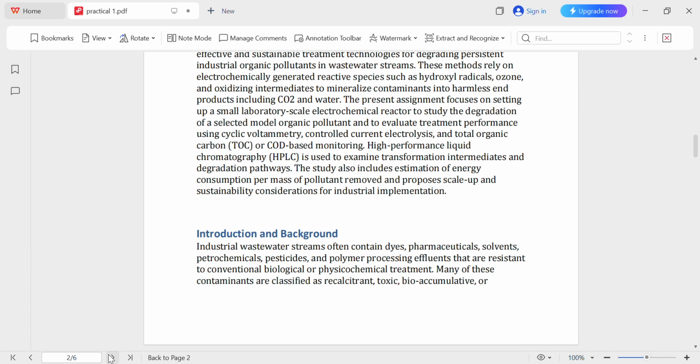Many of these contaminants are classified as toxic, bioaccumulative, and environmentally persistent. This means many of these pollutants are toxic and harmful to humans and animals. Bioaccumulative means they build up in living things. And environmentally persistent means they stay in nature for a long time.